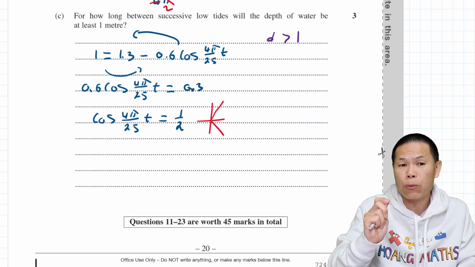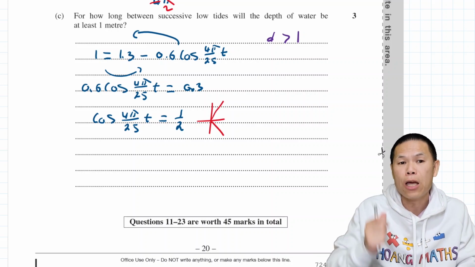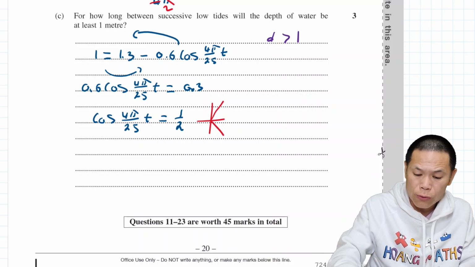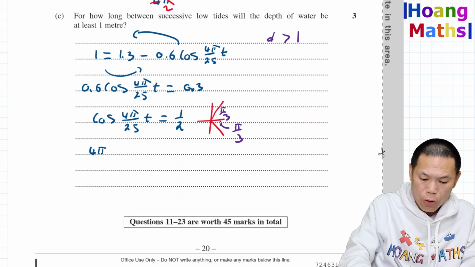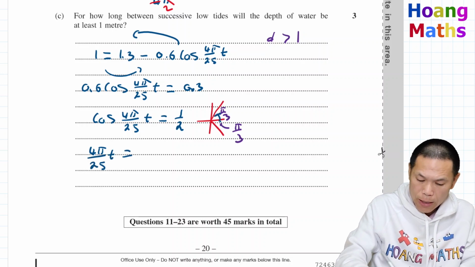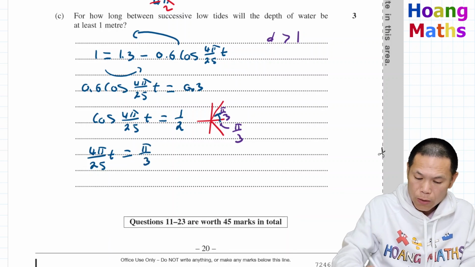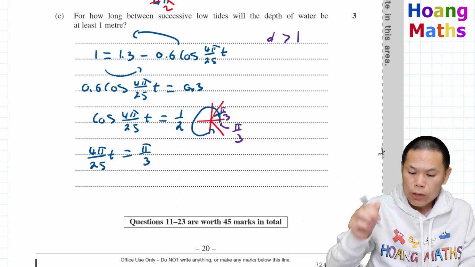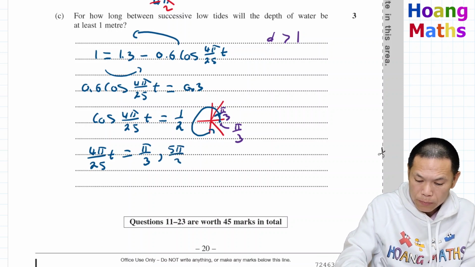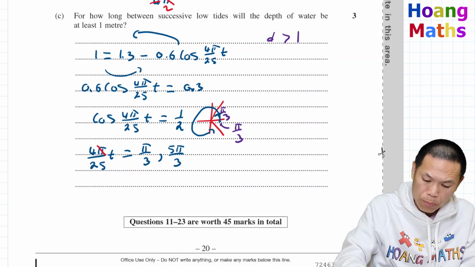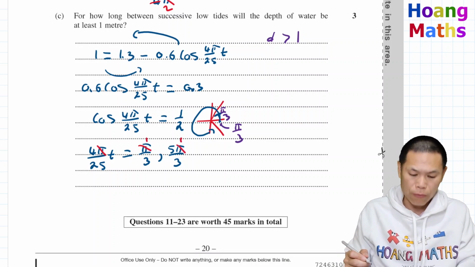But because we're dealing with time, it has to be in radians. So 60 degrees is pi over 3, and this angle here is pi over 3. So 4 pi over 25t is equal to, the first answer, pi over 3, or from here to here, 2 pi minus pi over 3, which is 5 pi over 3. If I divide by pi on both sides, that gives me 1 over 3 and 5 over 3.